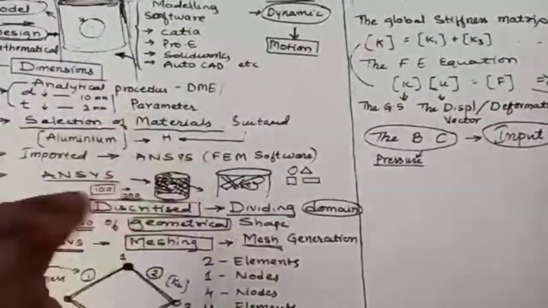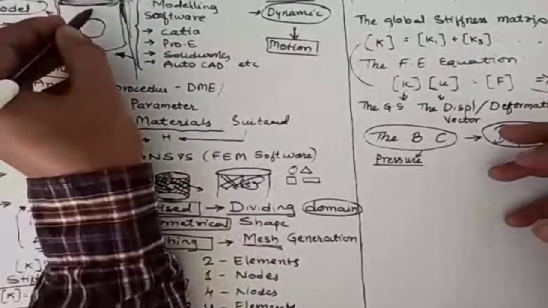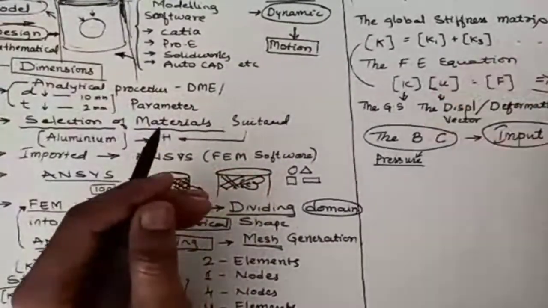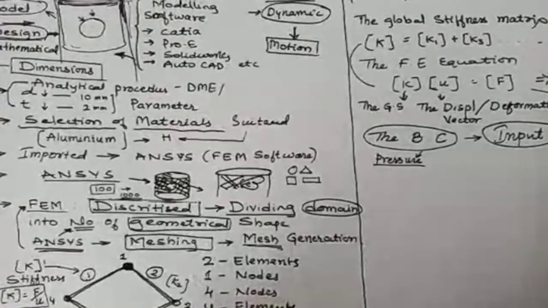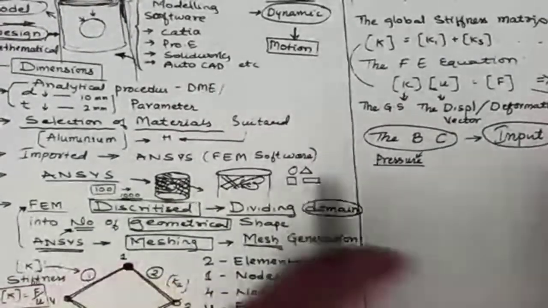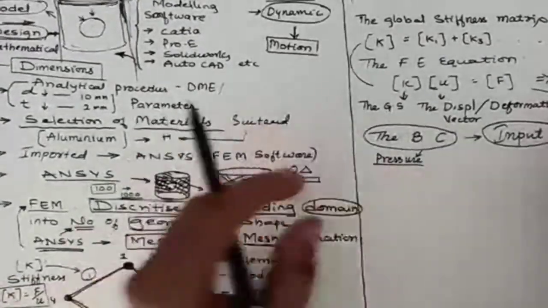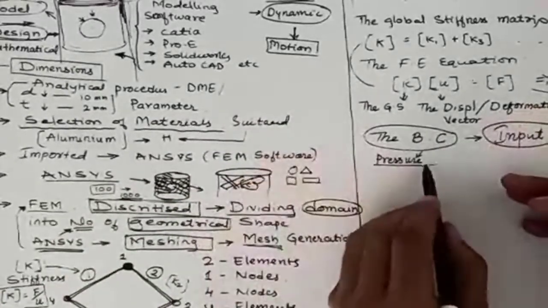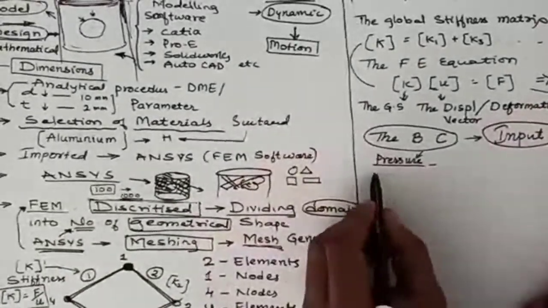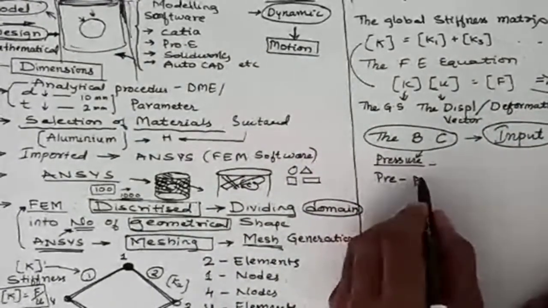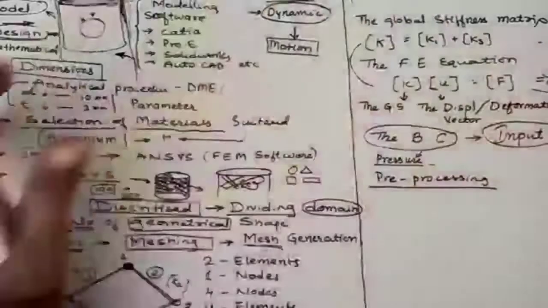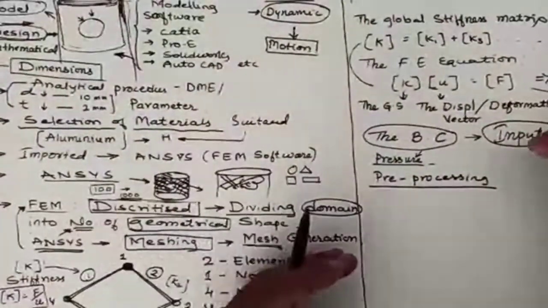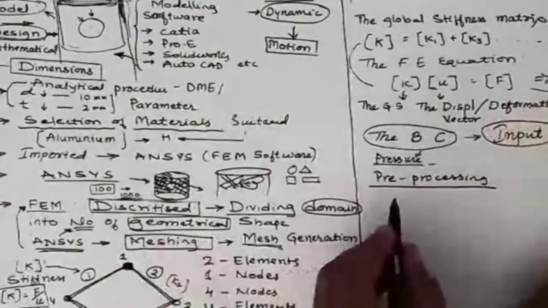So the input you give may be in the form of load, pressure, or temperature. All these will be considered boundary conditions, where you are going to apply the loads. That is the boundary condition. Once the boundary condition is applied, till now it is the pre-processing. So far we have covered only the pre-processing. After applying the boundary condition, it will start the solution.